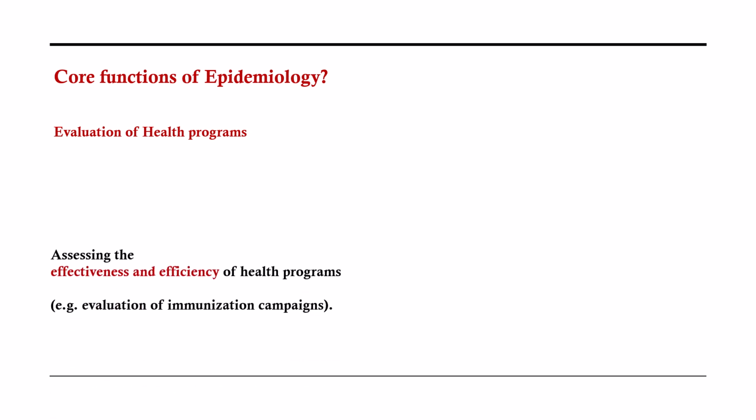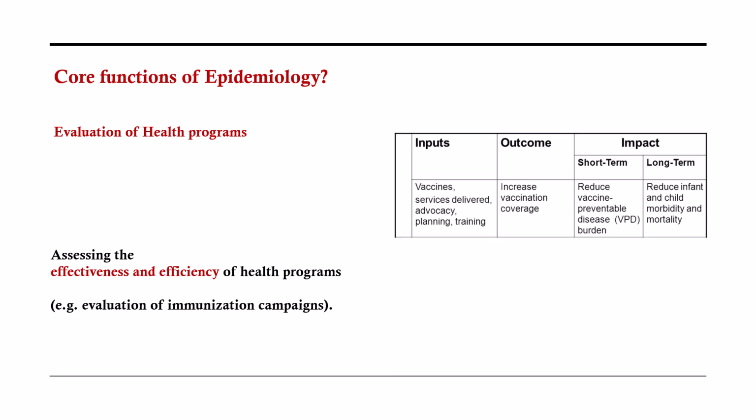Another core function of epidemiology is evaluation of health programs. Epidemiology helps in assessing the effectiveness and efficiency of various health programs. For example, you can see evaluation of immunization campaigns or immunization programs. These are the inputs required for evaluation of a health program. Inputs for the immunization campaign are availability of vaccines, quality of vaccines, services delivered. Through the vaccination program, advocacy, how much advocacy or support was given for the vaccination program from various people.